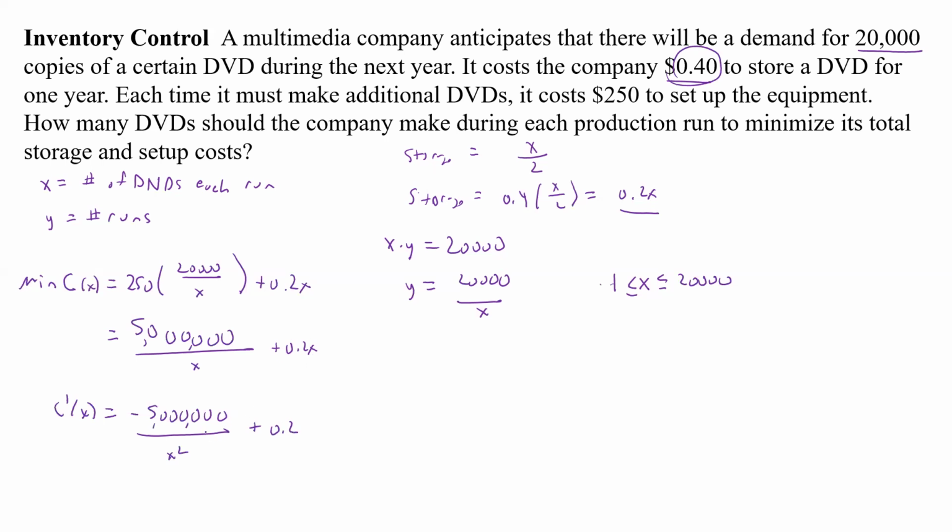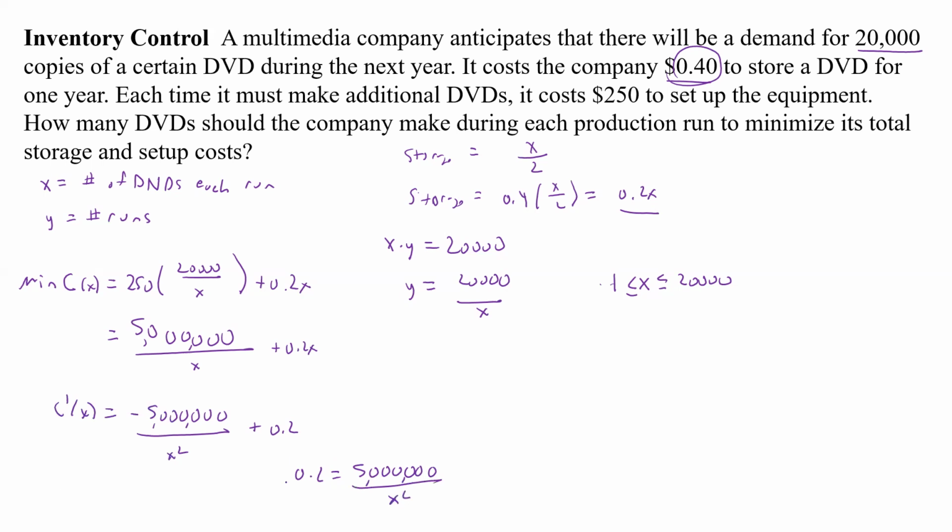All right, so now what we can do is say, okay, let's solve that for 0, or set it equal to 0. And when we do that, we get what? 0.2 equals 5,000,000. Do I have the right number of zeros? Oh, one too many. Let's just rewrite it so it's nice: 5,000,000 over x squared.